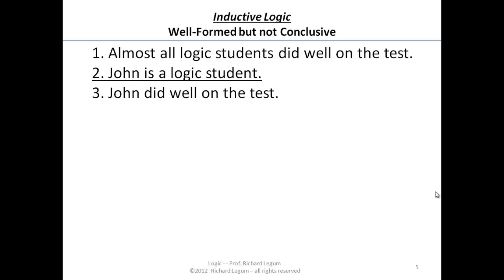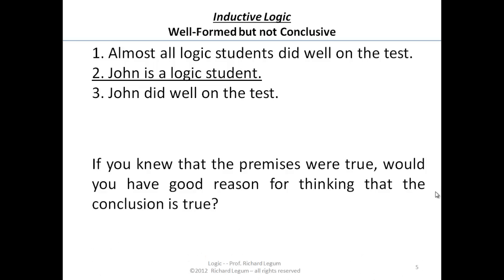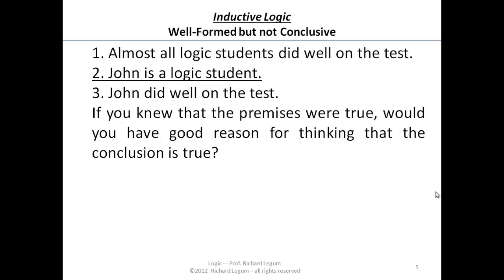But even think about it, if all you know about the situation is just almost all logic students did well on the test, and the only thing you know is that John is a logic student, you don't know anything about whether he was prepared or anything else, it's reasonable for you to conclude that John did well on the test. That is, if you knew that the premises were true, would you have a good reason for thinking the conclusion's true? Sure. Does it guarantee the truth? No, but you still have a good reason for thinking it.